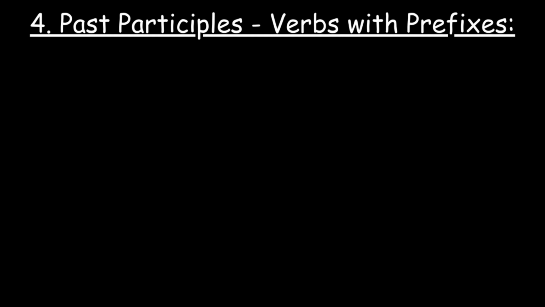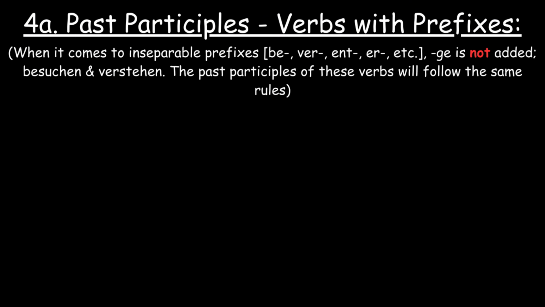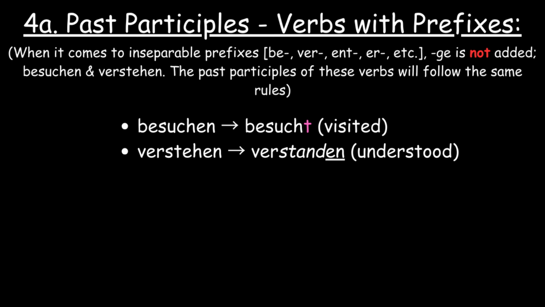Sometimes in German, you can find verbs with separable and inseparable prefixes, and it's possible to make them past participles. When it comes to inseparable prefixes, ge is not added, like in the verbs besuchen and verstehen. The past participles of these verbs will follow the rules I showed previously. So, the past participle of besuchen is besucht, and the past participle of verstehen is verstanden.